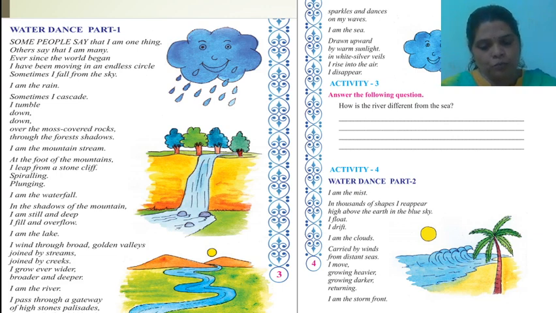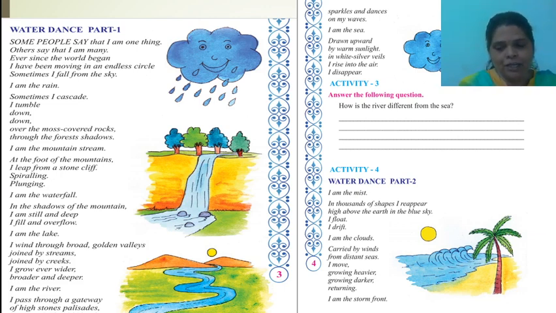I went through broad golden valleys, joined by streams, joined by creeks. I grow ever wider, broader and deeper. I am the river. Then what am I? I went through broad golden valleys, joined through streams, joined through creeks. Okay, and I grow. मैं बहुत बड़ा हो जाती हूँ, ever wider, broad भी हो जाती हूँ, and deep, बहुत deep हो जाती हूँ. Who am I?